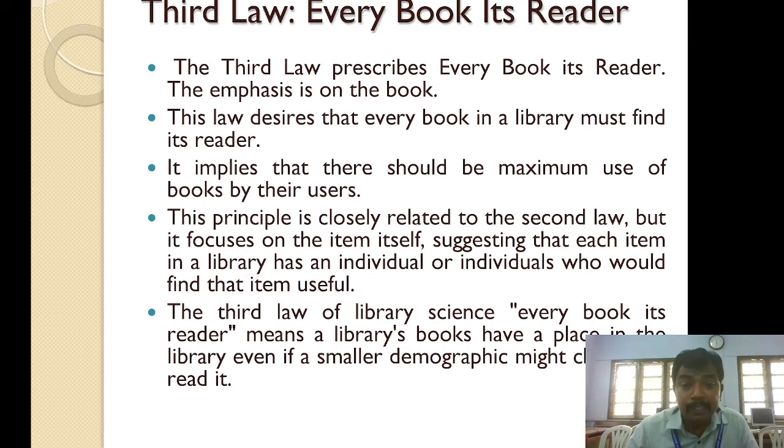This principle is closely related to the second law, but it focuses on the item itself, suggesting that each item in the library has an individual or individuals who would find them useful. The third law of library science, every book its reader, means library books have a place in the library even if a smaller demographic might have a chance to read it.